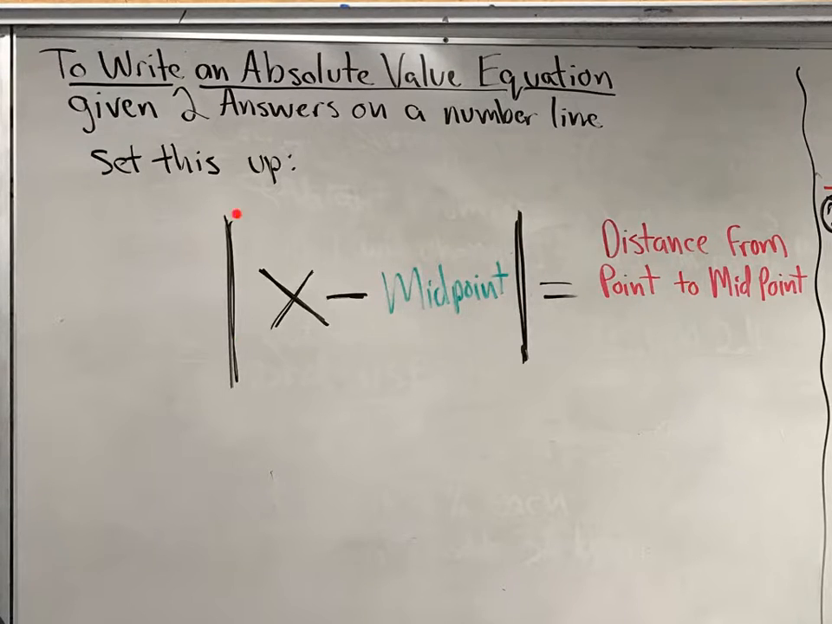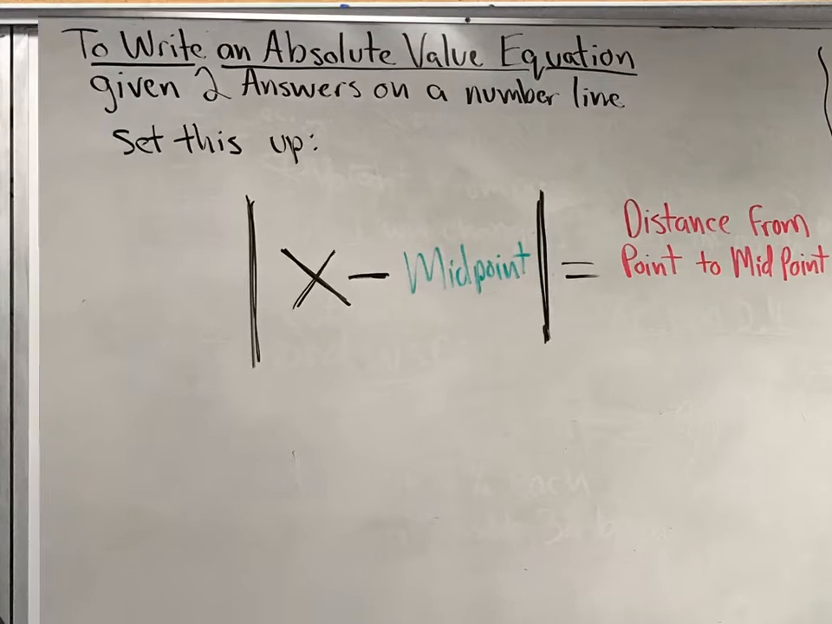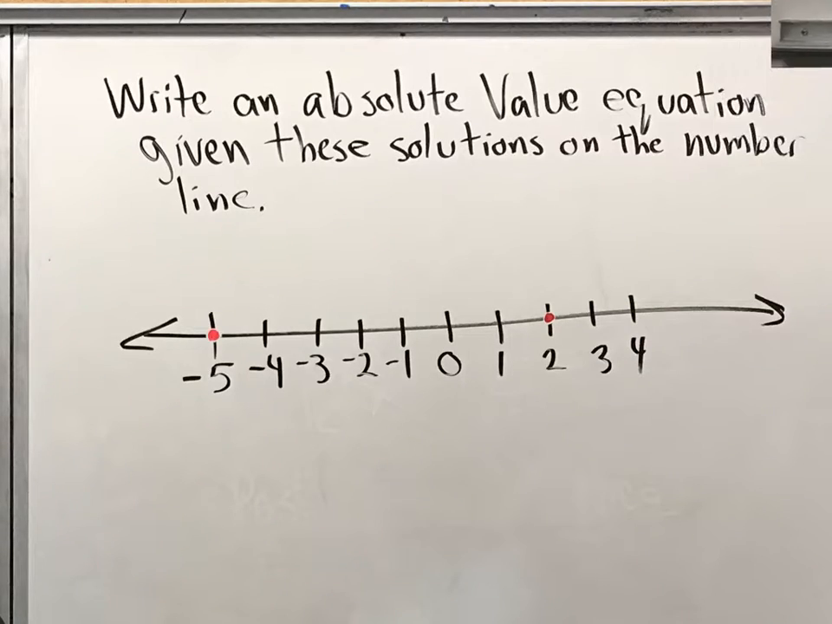So you're going to put the absolute value, you're going to put x, you're going to put minus, and the important thing here is midpoint. So it's x minus the midpoint. And then equals, and on this side, your number is going to be the distance from a point to the midpoint. We'll get to that part right now. Let's first start by finding that midpoint.